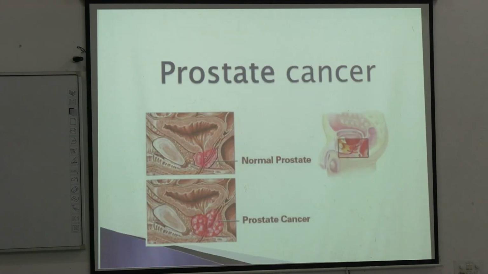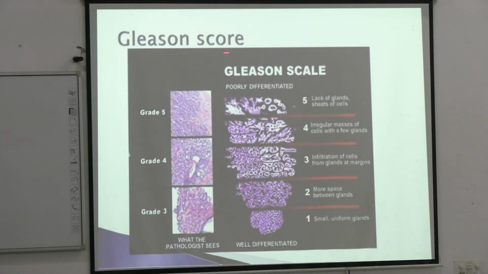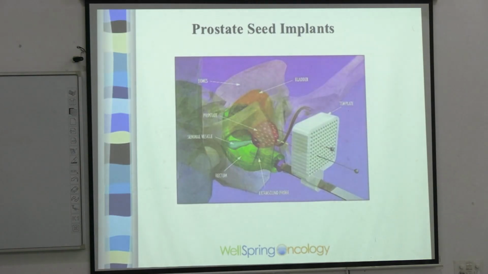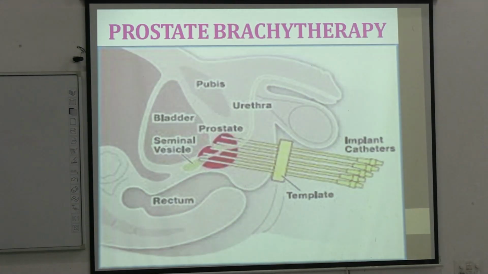Next. Now, prostatic cancer. This is a normal prostate. This is prostatic cancer. Next. Now, Gleason score, the poorly differentiated. This. Next. Prostate seed implant. Next. Prostatic brachytherapy, treatment for malignancy. Next.